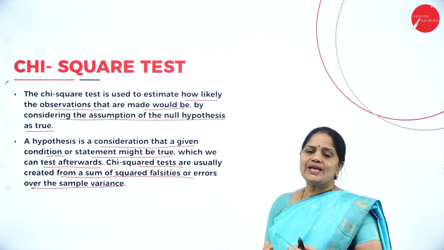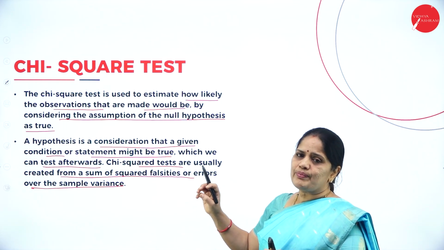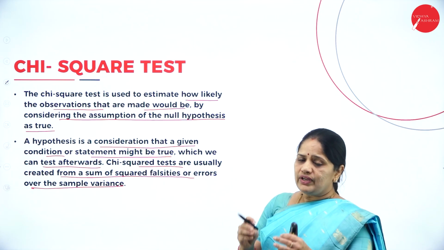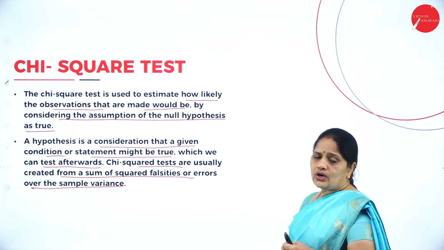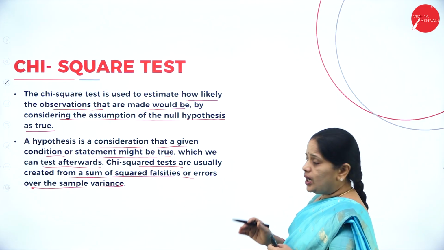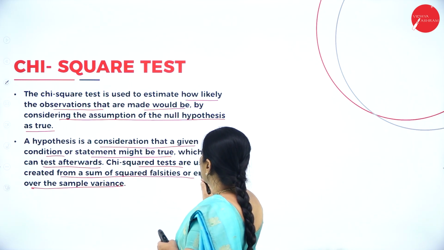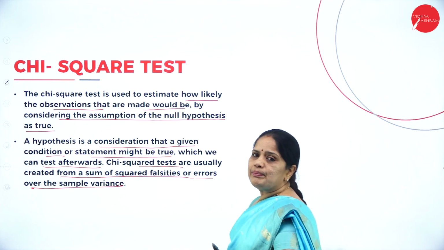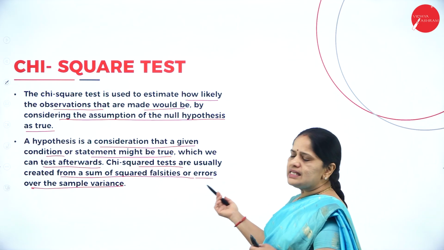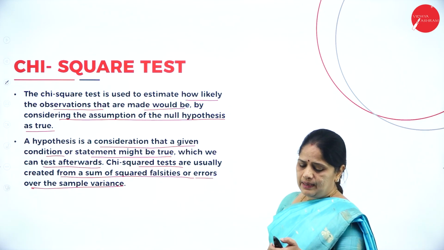When the researcher is doing research, he comes to a conclusion that the result of the research will be in this manner. He will write it as a statement, and the statement which he says will be the outcome of his result. That we call the hypothesis, and later on he has to prove that the hypothesis is true or not. The chi-square tests are usually created from a sum of squared falsities or errors over the sample variance. So, this chi-square test makes use of the sum of the errors over the sample variance, and based on that we can prove the null hypothesis.